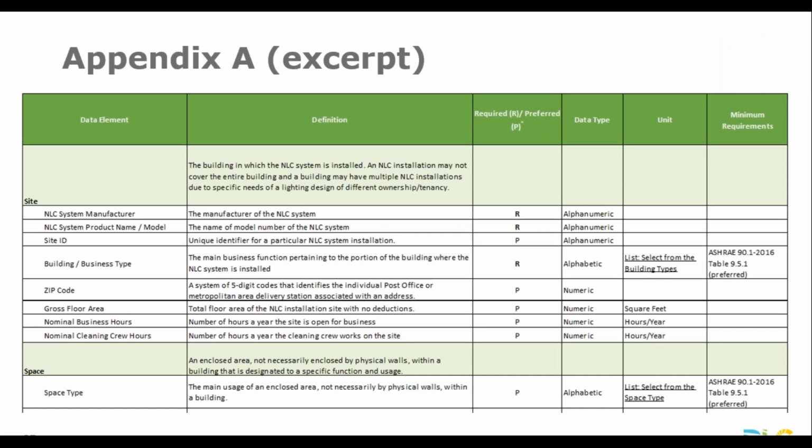This slide shows a snapshot of part of the table that's in Appendix A. There's a data element on the left with a definition, a data type, the unit of measure, etc. So please check out the report for that full table.